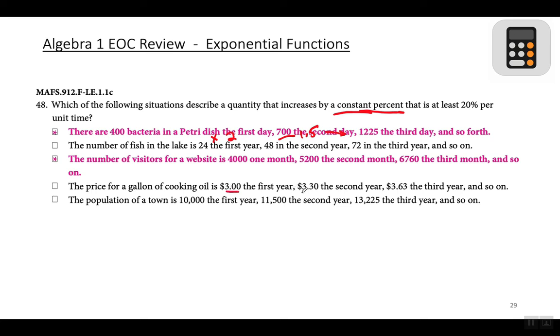So if every time you divide you're getting a different number, it's not growing by a constant percent. All right, these down here, when you divide, you get 1.1, which means it's growing by 10%, and it's got to be at least 20%. So that's why this one doesn't work. And the last one, if I divide 11,500 by 10,000, I get 1.15. To be 20% or greater, this would have to be 1.20 or bigger. So that one doesn't work either.